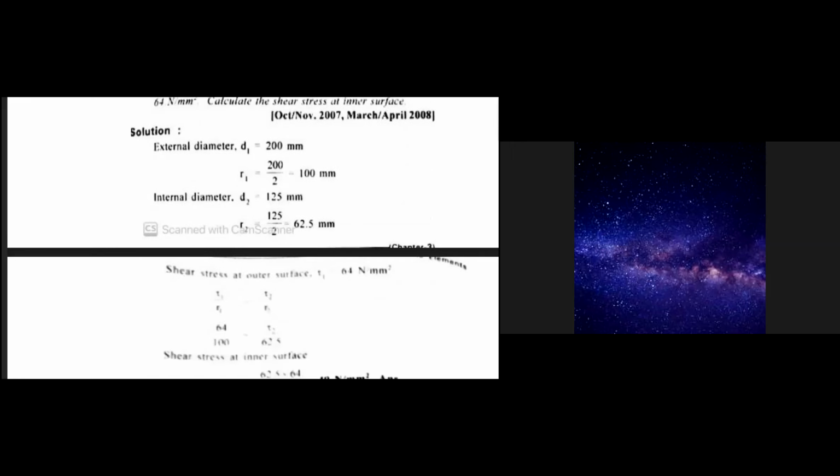So given data: external diameter is 200 mm and external radius R1 is equal to 200 by 2, that is 100 mm. And internal diameter is 125 mm. Internal radius R2 is equal to 125 by 2, that is, you will get 62.5 mm. And we know the relation between shear stress and radius, that is tau by R is constant, that is tau 1 by R1 is equal to tau 2 by R2.